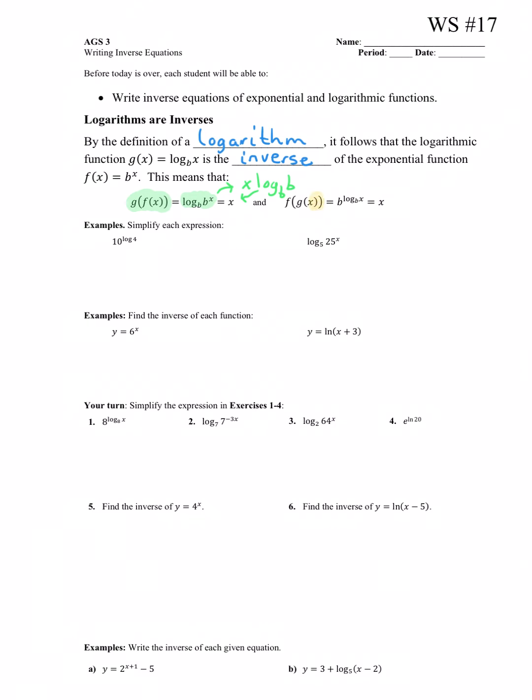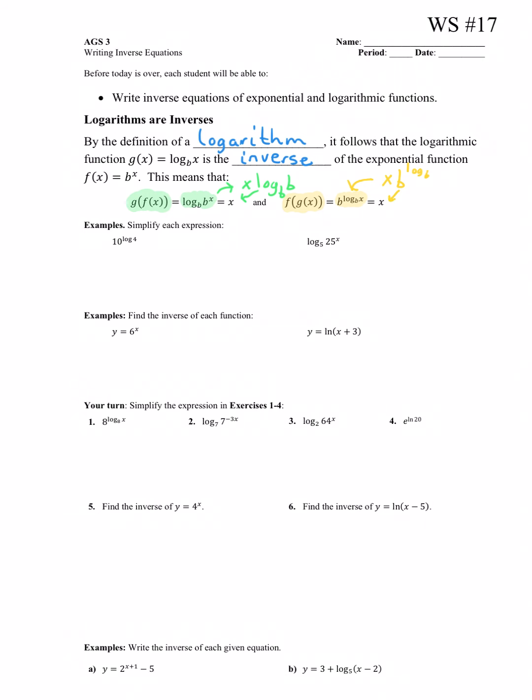Likewise, if you do the opposite function, f of g of x, you're going to get b to the log base b of x. We talked about this specifically yesterday. Technically you can drop the x out front and you're left with x times log base b of b, which is kind of weird, but that's just a 1. And then you'd be left with x.